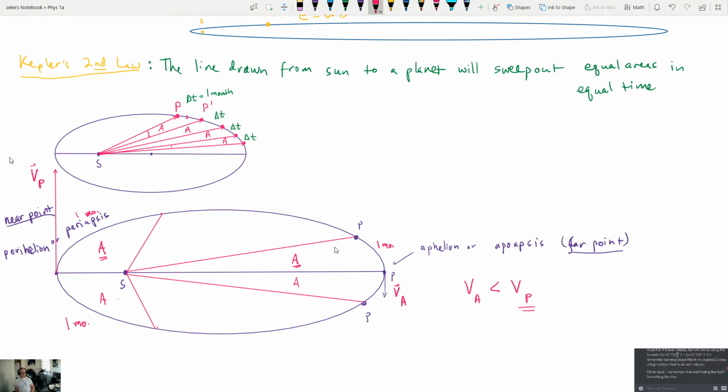Does that make sense? How that would fall out from this theory that the line drawn will sweep out equal areas in equal times? Does that make sense? Okay.